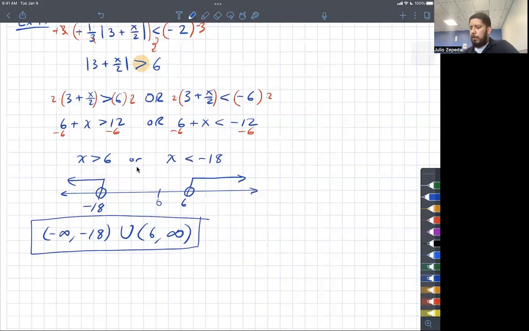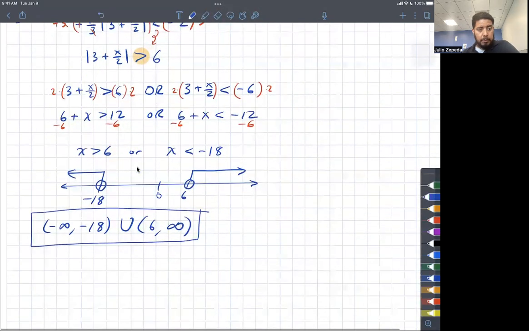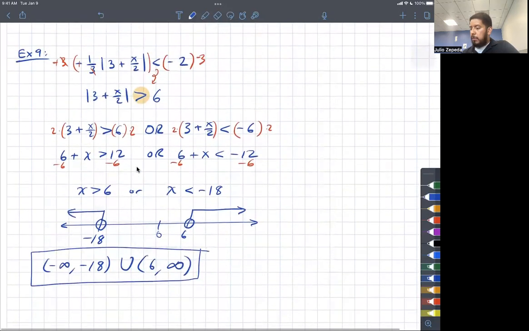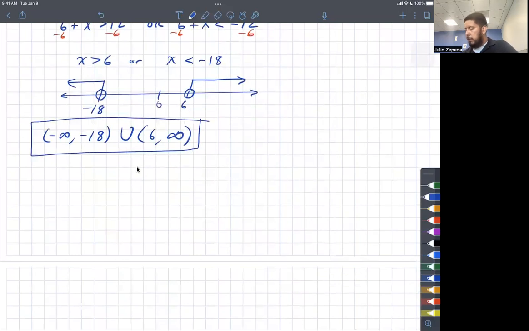Okay. And our last example for today. Let's go ahead and take a look at example number 10. I'll try to fit it here.